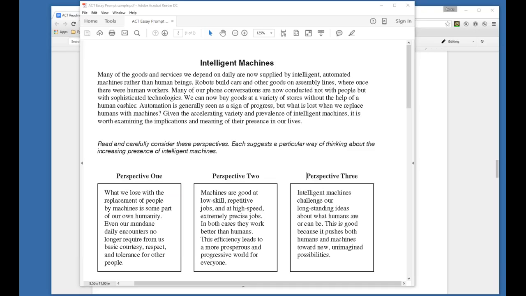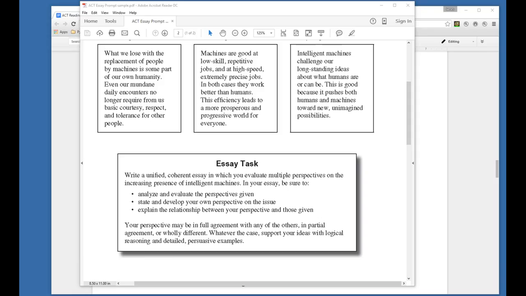So excellent, excellent. So after we've read that blurb and we've seen the three perspectives, the test tells you what you need to do. So these are the instructions, and I figured that they could say it a lot better than I can. So write a unified, coherent essay. So when it says unified and coherent, what do we want to have between our paragraphs? What do we want to make sure that we include when we go from one paragraph to the other? What do we call it when we complete the idea in one paragraph and introduce the idea of, that's right, transitions. So we want to have transitions.